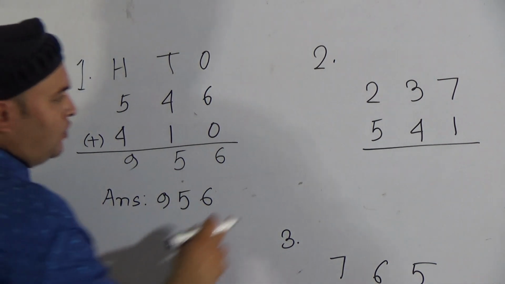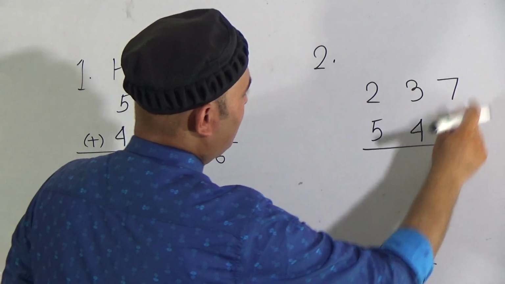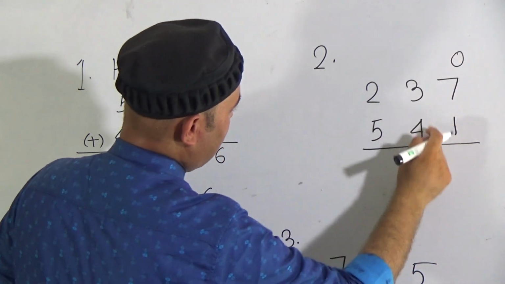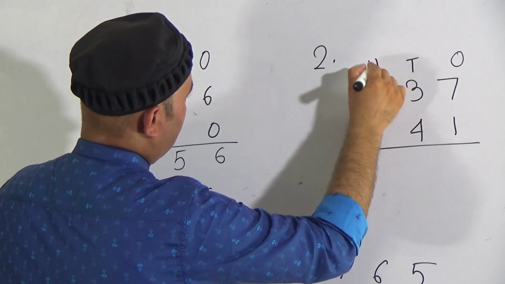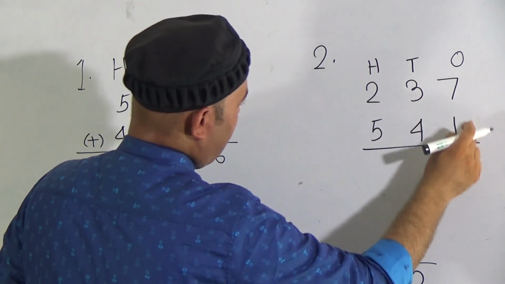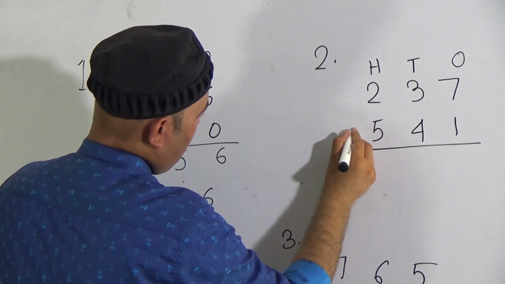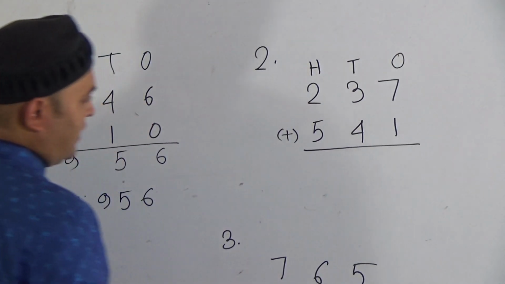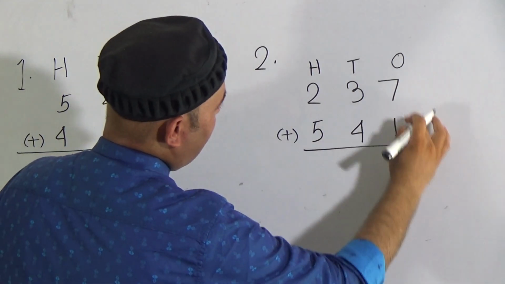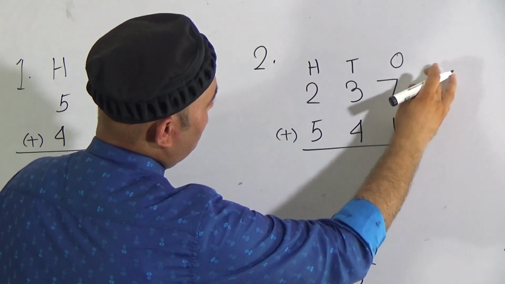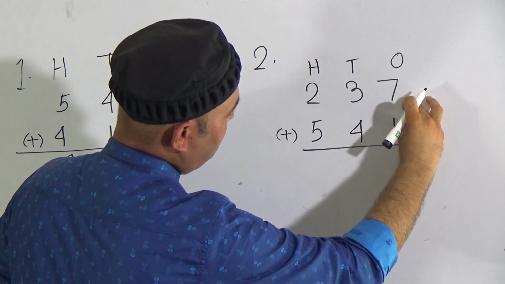Now let's go to the next one. Here 7 and 1 are the 1's place digits, 3 and 4 are the 10's place digits, 2 and 5 are the 100 place digits. We have to add these numbers, so use the addition sign and draw a line to bring down the answer here. Now 7 and 1 are the 1's place digits, so we have to start from these digits.